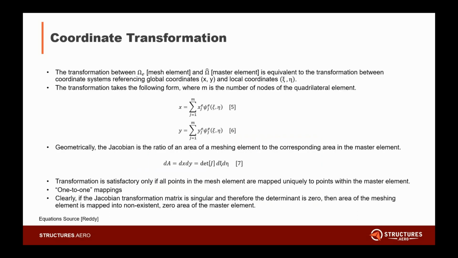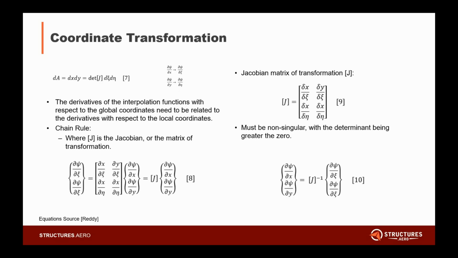The transformation of a meshing element to a master element is dictated by what is known as the element Jacobian, as I mentioned before. Geometrically, the Jacobian describes how an element in the global meshing coordinates is mapped to a local coordinate system of a master element, and you can see this mathematically in equation 7. This transformation is satisfactory if and only if all the points in the mesh element are mapped uniquely to points within the master element. This is known as a one-to-one mapping. Mathematically, the Jacobian is a matrix of derivatives describing the rate of change of these global coordinates with respect to the local coordinates of your master element.